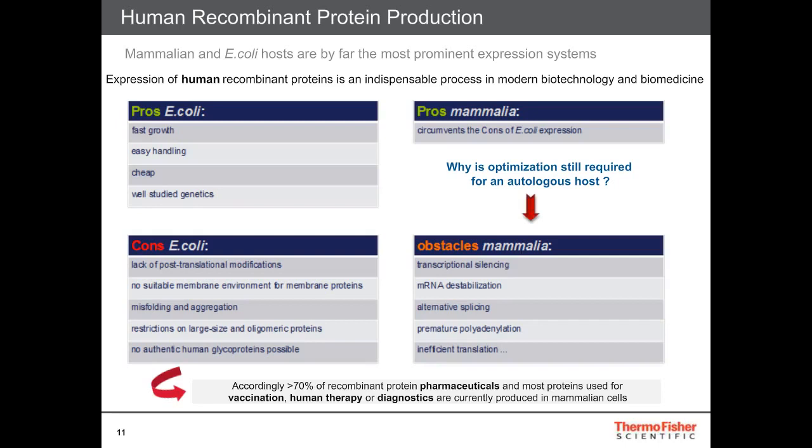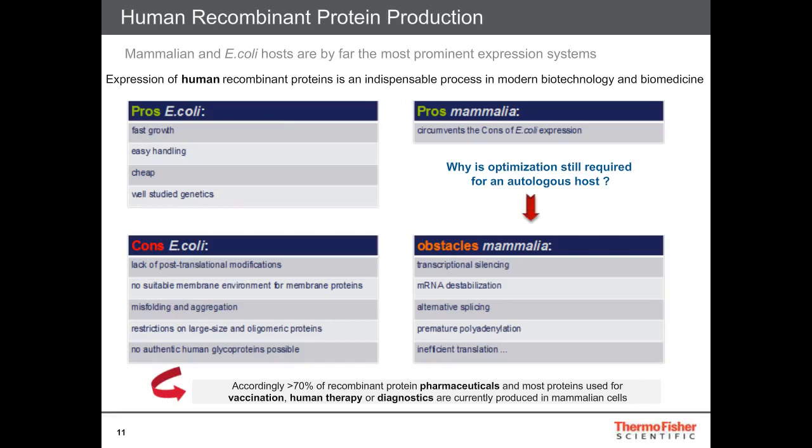So apparently producing a native protein outside its native context is quite difficult to achieve, and in the end it presumably will differ from its native form. This is why to date more than 70% of recombinant protein pharmaceuticals and proteins which are used for vaccination, human therapy or diagnostics are currently produced in mammalian cells, since of course it circumvents all these cons of E. coli expression.